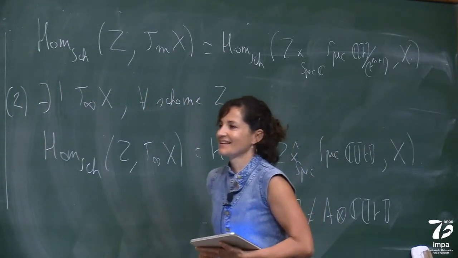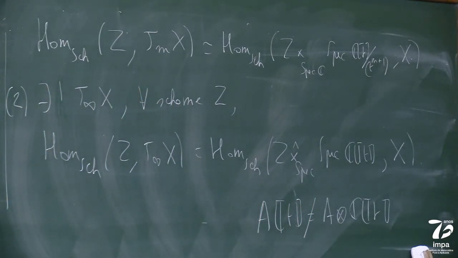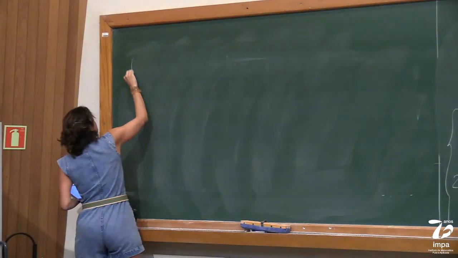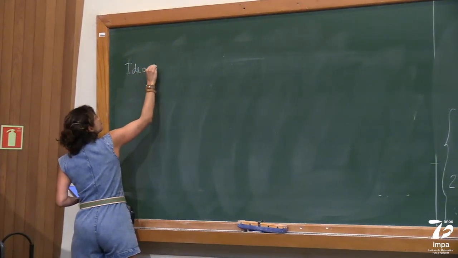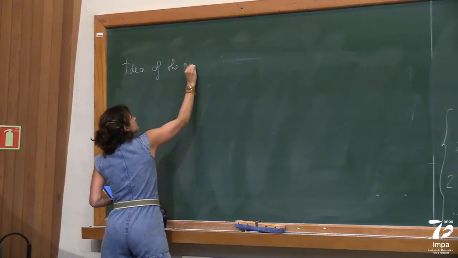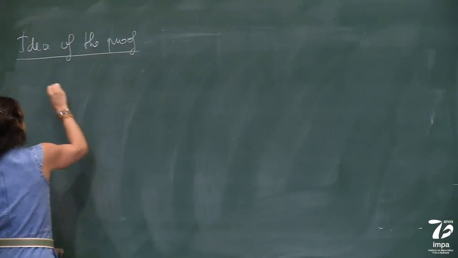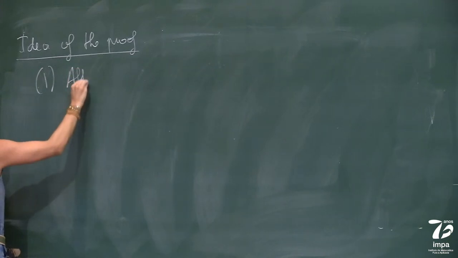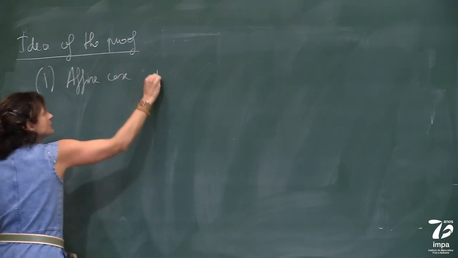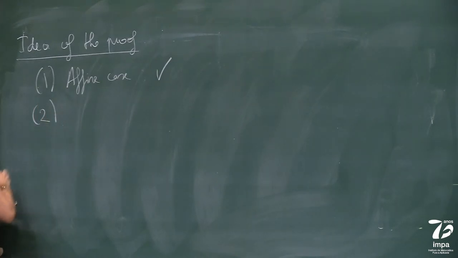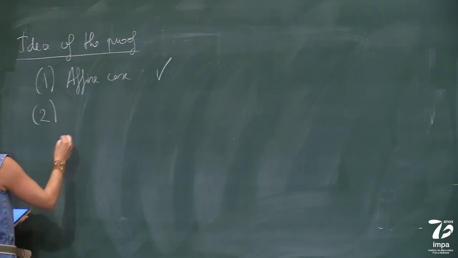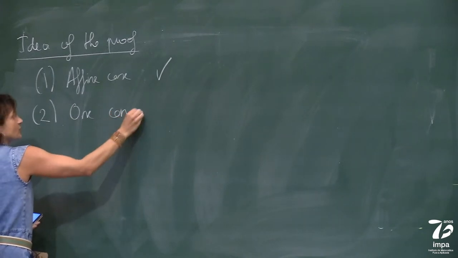Thanks. Yeah, the key point is that we can glue along arcs of open sets. So maybe I don't explain the proof, but I just mention this. So, idea of the proof. The first step is the affine case, and this we have already seen. And the second step is a key point where we can glue.